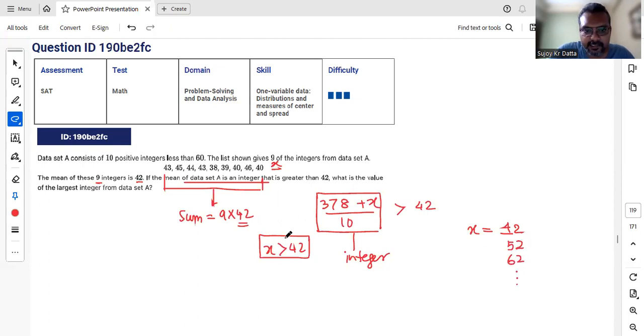But we just now said that x has to be greater than 42, right? Because you already have an average 42. If you add another 42, the average remains 42. So 42 is not possible. And all the numbers are less than 60. So 62 is not possible. That leaves you with only one option, 52. So they're saying what is the value of the largest integer? Now, clearly, none of these are in the 50s, right? All of them are lower. The largest integer is 52 itself. So that's the answer. All right, let's move on to the next question.